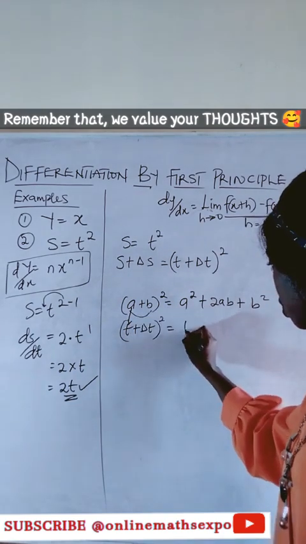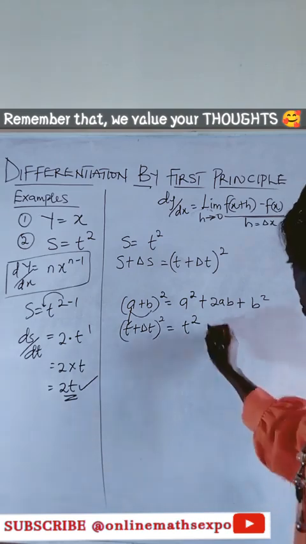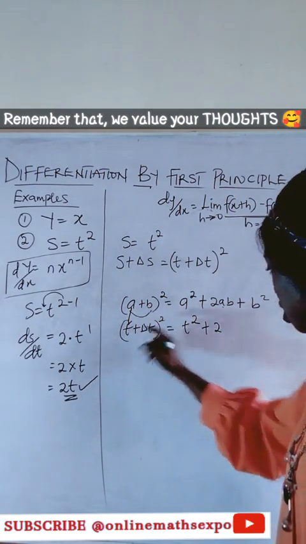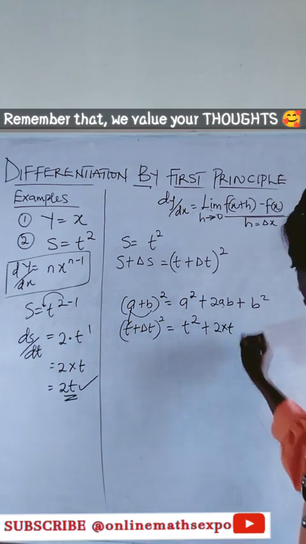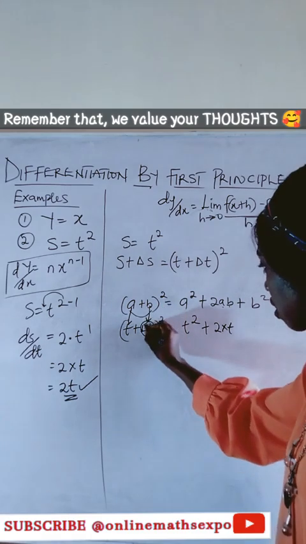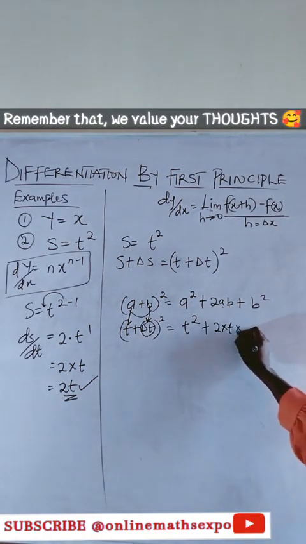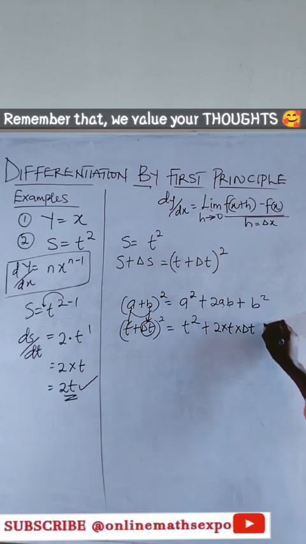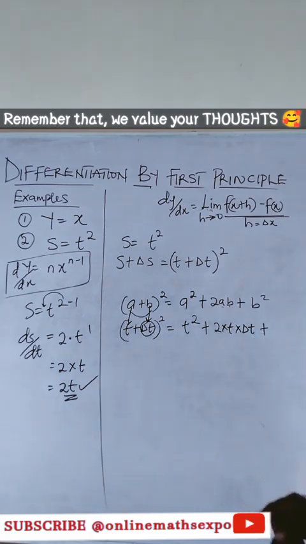Okay, so it will now be t squared plus 2, then your a is still your t. So we have times t. Then what is your b? Your b is the whole of this, which will be times change in t. Know that this is together, so don't split it. Then plus, what is your b? My b here is still change in t, so it will be change in t to the power of 2. I hope you see that.